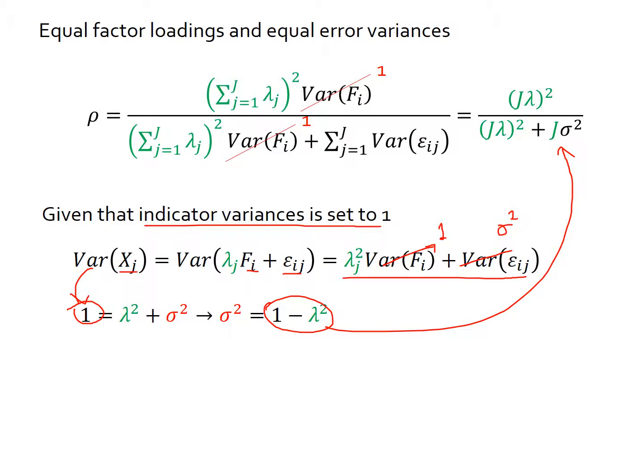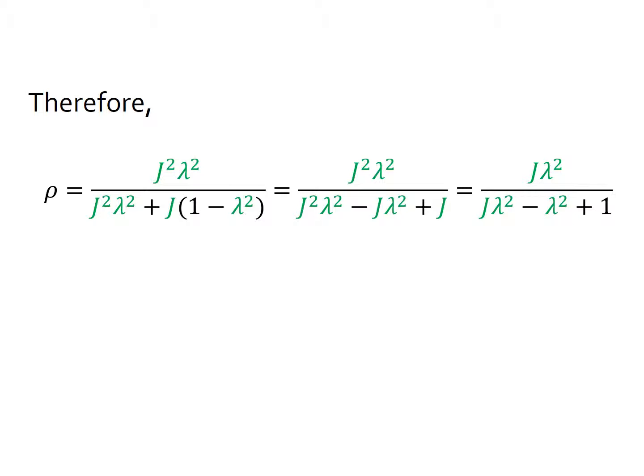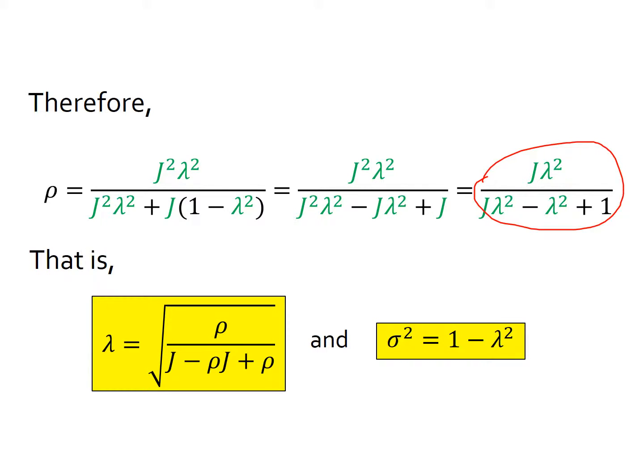We can substitute it, so here we get this, right? And we can simplify this equation, so we get this. Rho can be calculated by j times lambda square over j lambda square minus lambda square plus 1. And I isolate lambda on the left-hand side, so I get lambda equal to the square root of this ratio. And if you'd like to find sigma square, it is equal to 1 minus lambda square. And I fix lambda to be only a positive value.